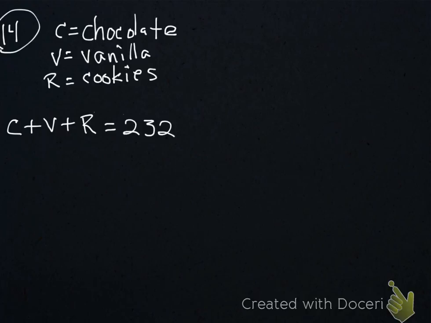Easy enough. Now we have 2 more equations in different sentences. There are 4 fewer than 3 times as many chocolate cones as vanilla. So I'm going to do 3 times my chocolate minus 4, and that's equal to my vanilla. Third equation: the number of chocolate and vanilla combined equals cookies and cream. So chocolate plus vanilla equals the cookies and cream.